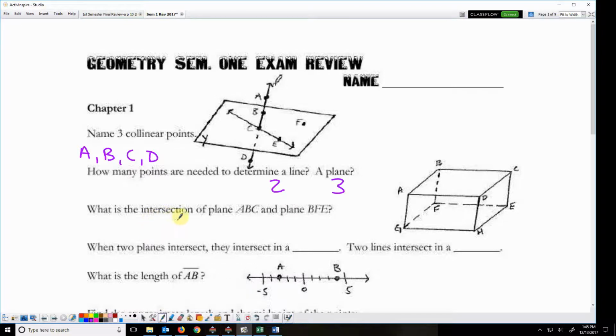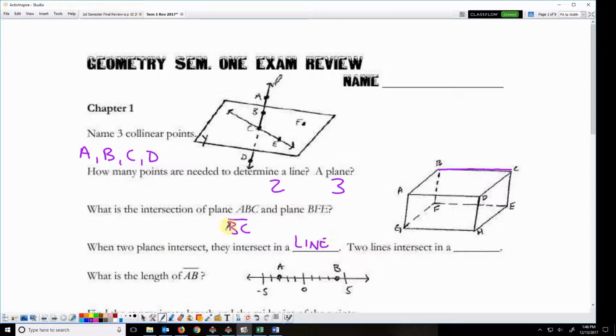On the next picture, what is the intersection of plane ABC? So plane ABC would be here on the top, and plane BFE, which is the back. So where those 2 planes come together, let's get rid of all that drawing. Where those 2 planes come together is right here, and that is along segment BC. So that is the intersection of the 2 planes. Anytime 2 planes intersect, they intersect in a line.